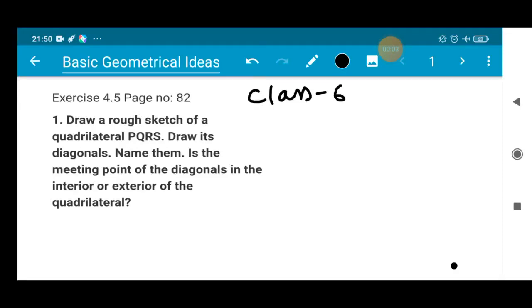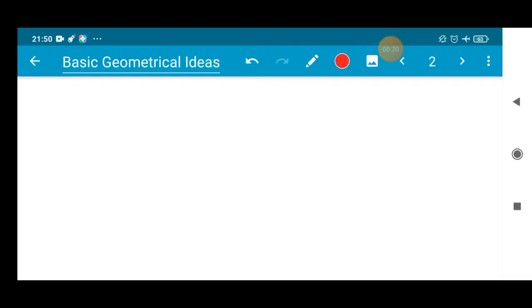So in today's session we will be doing exercise 4.1, which is on page number 82 of your Maths NCERT book. In this session we are going to discuss what a quadrilateral is. We will solve the questions based on the quadrilateral. Before starting the exercise with question number 1, I'd like to discuss in brief what a quadrilateral is.